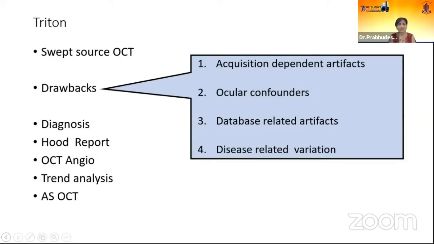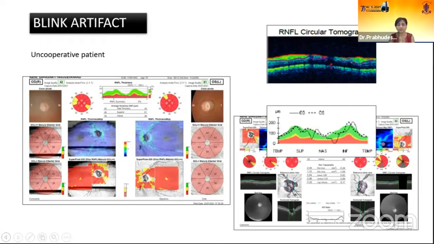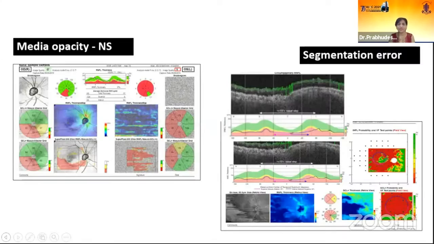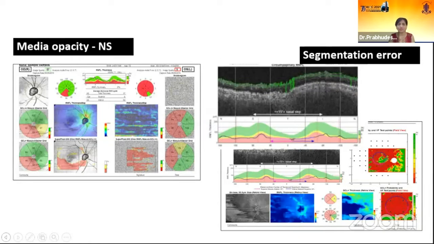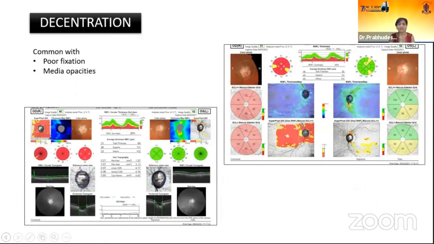Any drawbacks: blink artifact can give rise to loss of data, and the interpretation would be difficult. Media opacities like cataract or vitreous opacities can give rise to segmentation errors. There can be decentration, myopia. Obviously, we know that it's not helpful.